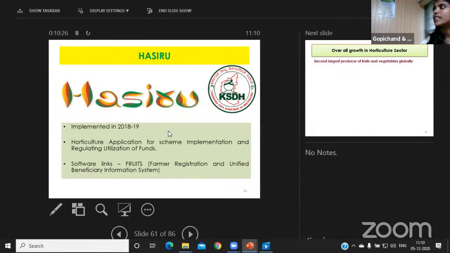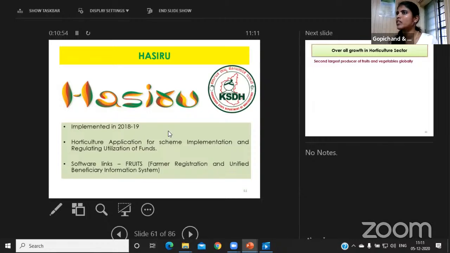And ASIRU is a program implemented in Karnataka during 2018-19: Horticulture Application for Scheme Implementation and Regulating Utilization of funds. They have developed software links like farmer registration and the unified beneficiary information system. Through that, it will help the department to maintain the beneficiaries, and after implementing this, they try to transfer the subsidy and the funds through electronic transfer.